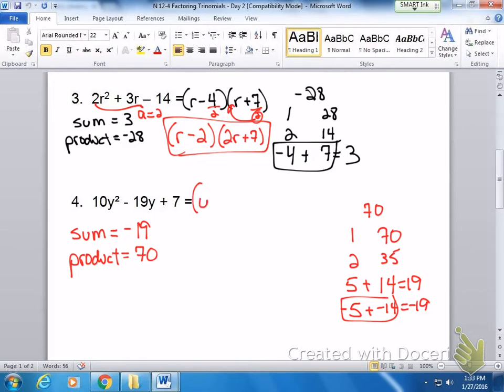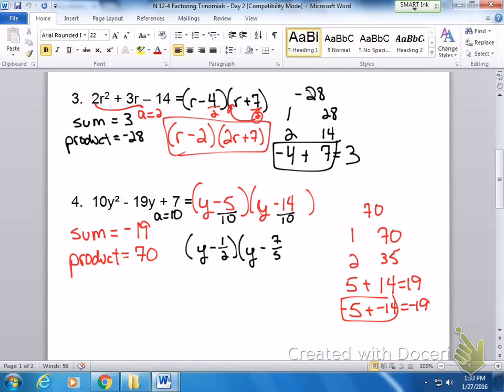So let's open up our parentheses. We're using y's this time. Our answers we found were minus 5 and minus 14. Now I need to go back and do my division. A this time equals 10. So I'm going to divide negative 5 by 10 and negative 14 by 10. Now the next step, I need to simplify any of those fractions I can. Negative 5 over 10 is really negative 1/2. And then I have negative 14 over 10. I can take a 2 out of both, and I get minus 7 over 5.